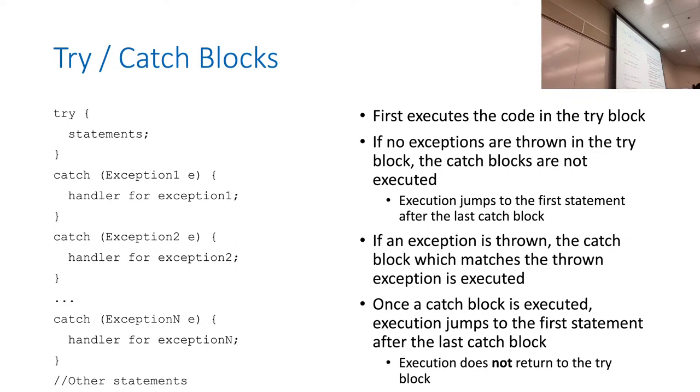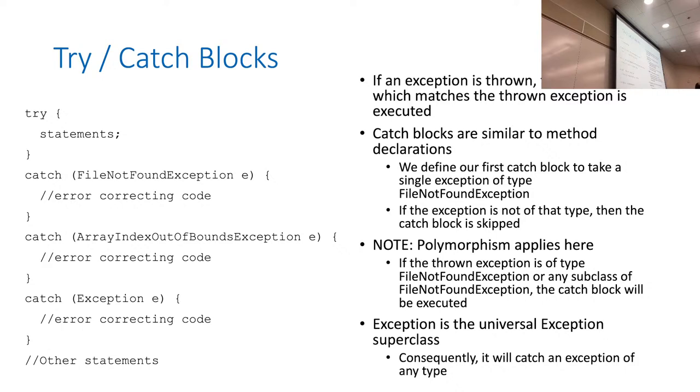If an exception is thrown, however, the catch block which matches the thrown exception is executed. Okay. Once a catch block is executed, execution jumps to the first statement after the last catch block. So I want to say that again, because that's important. Once a catch block is executed, execution jumps to the first statement after the last catch block. So if you try code and catch the exception, you do not go back and retry the code, right? You try it, it failed, you caught the error, and then you just move on. That's how this works.